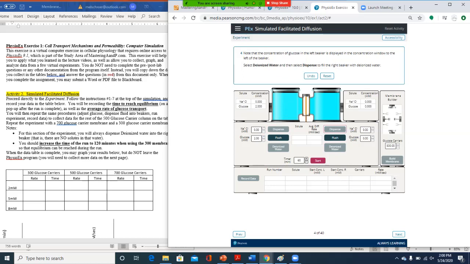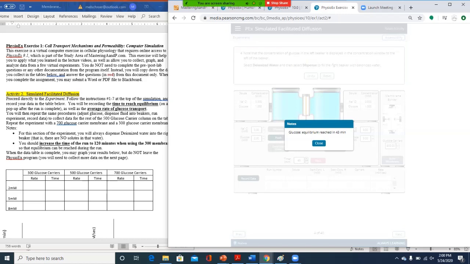Okay, and so then we are going to start this trial. Look how the timer has minutes, right? This is essentially fast forwarding through an hour in only a few seconds. And so what we see here is that glucose reached an equilibrium at 43 minutes.